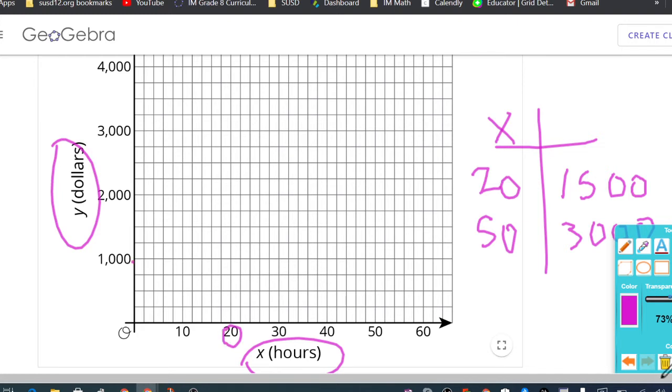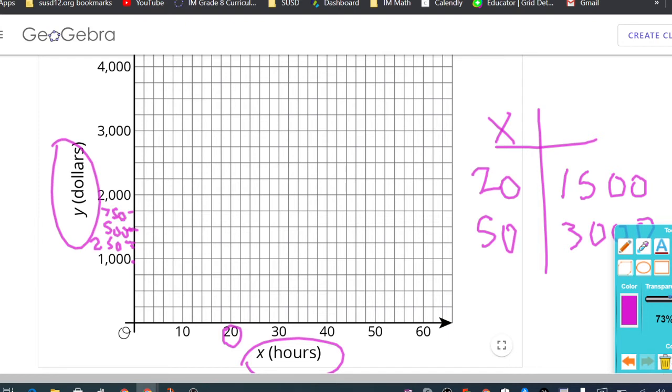So this is 1,000, 1,200, 1,400. No, let me figure out the scale here. 1,200, 400, 600, 1, 2, 3. This is 1,250. Okay, you've got to read the scale carefully. These are counting by 250. So this is 1,500. This is 1,750. Okay, I've got it now.